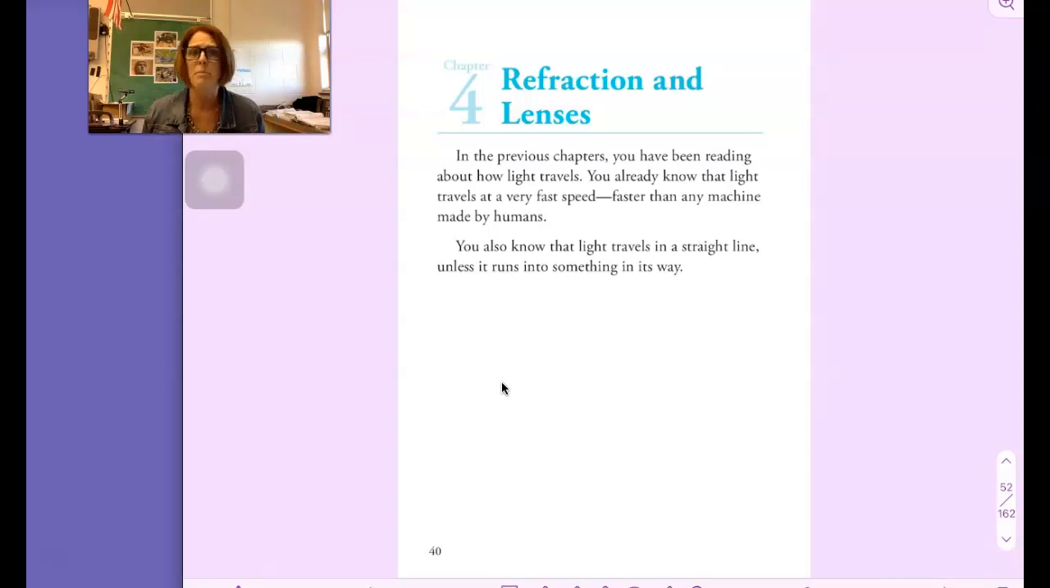In the previous chapters, you have been reading about how light travels. You already know that light travels at a very fast speed, faster than any machine made by humans. You also know that light travels in a straight line unless it runs into something in its way.